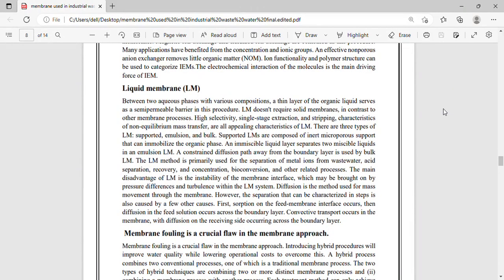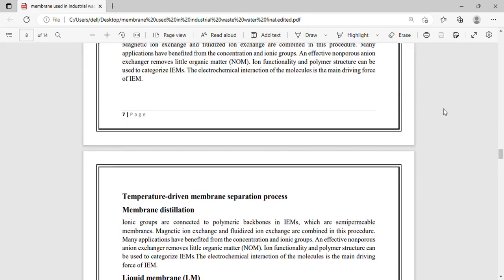Liquid membrane. Between two aqueous phases with various compositions, a thin layer of the organic phase serves as a semi-permeable membrane.